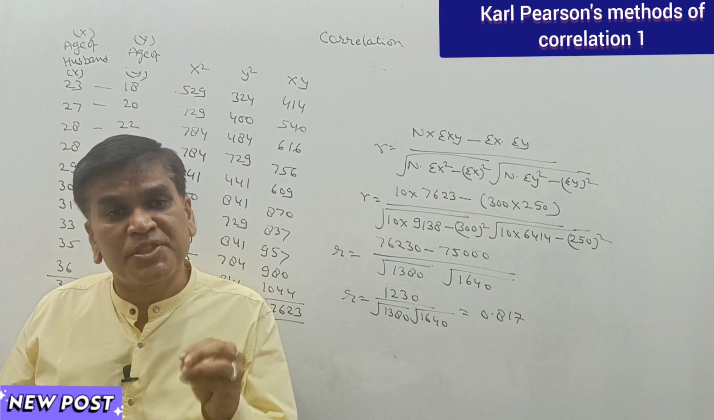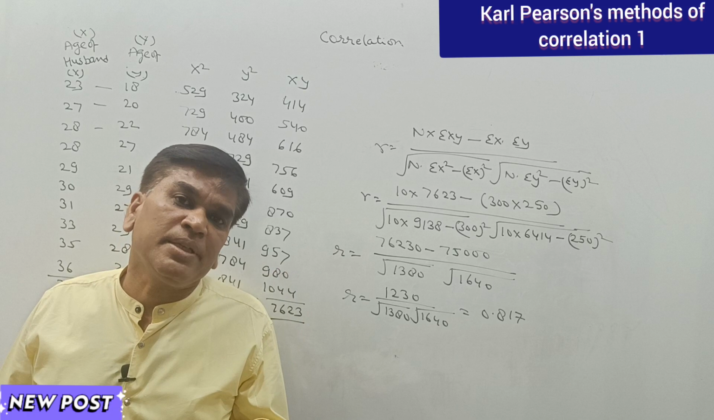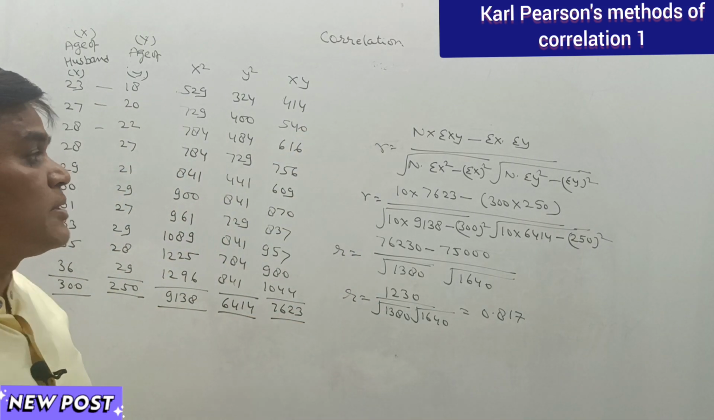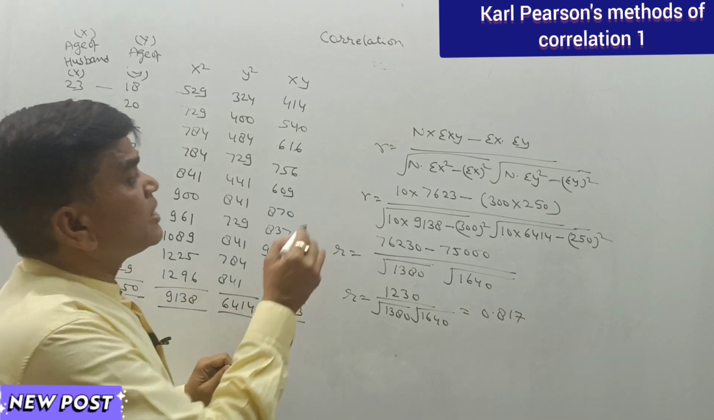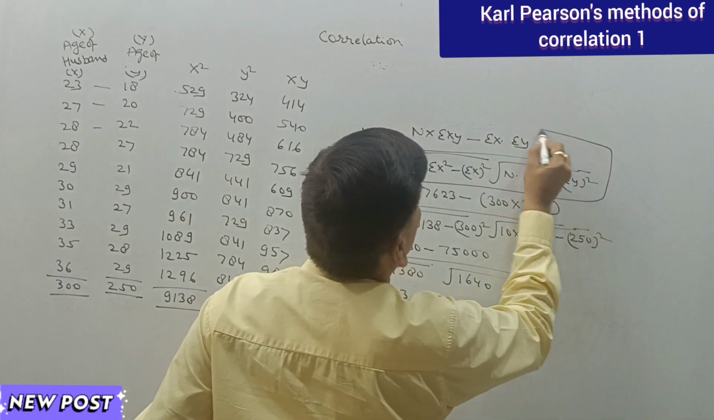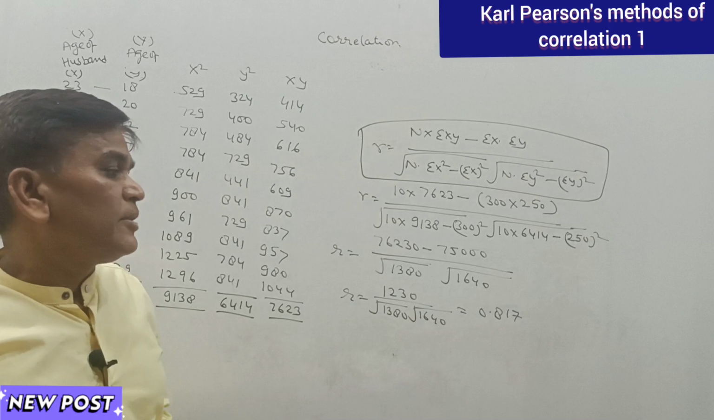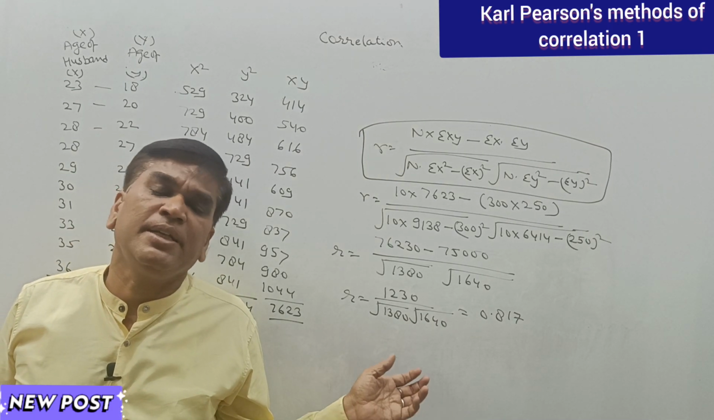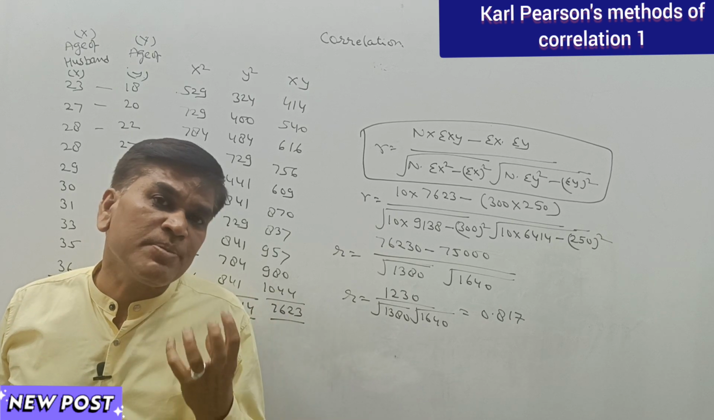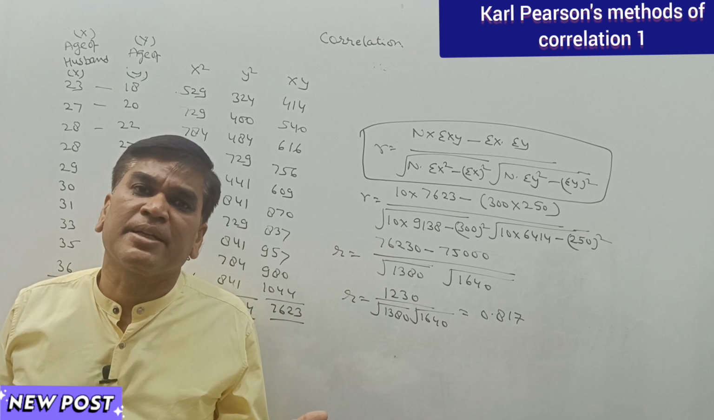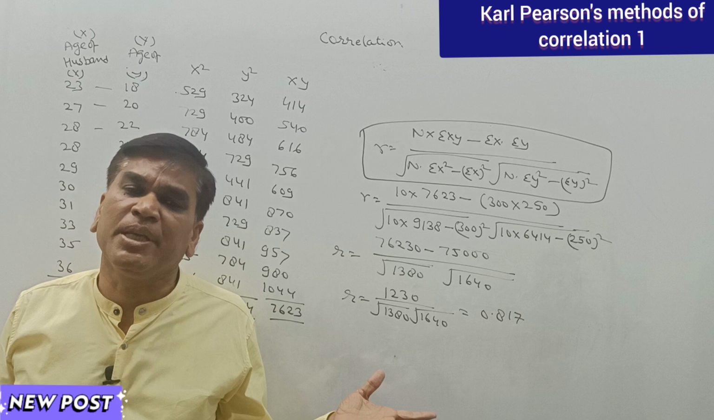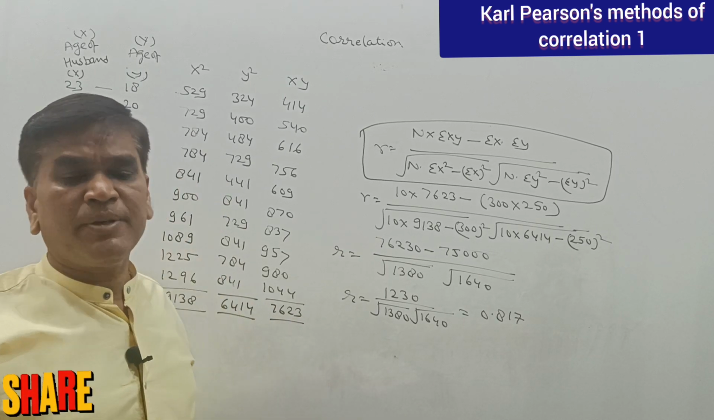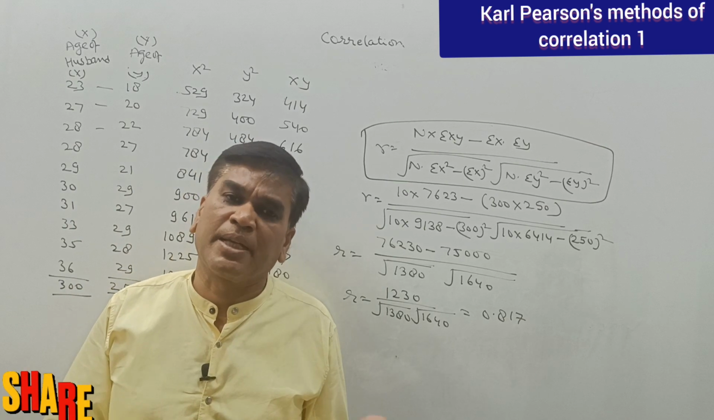So we have done the same question with the direct method, with the assumed mean method, and with this method also. This is also an easy method if the calculator is allowed in your examination, no problem at all. The result will be the same, 0.816. There is a high degree of positive correlation. So whichever method you find easy, you can select that method, no problem at all. In the next video we will discuss these methods again.